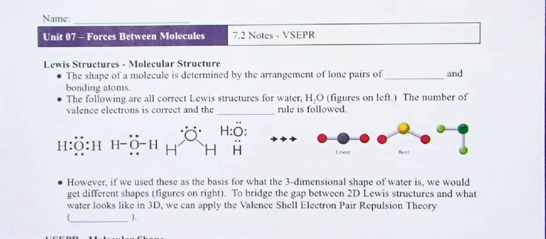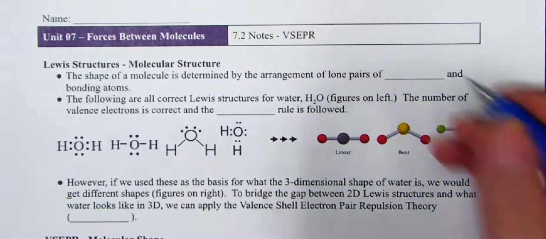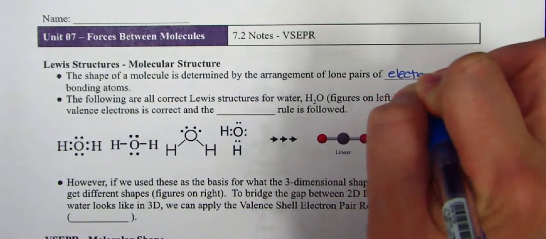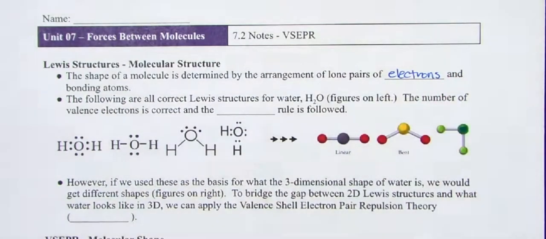This is the 7.2 notes on VSEPR. In the last lecture, we talked about Lewis structures and how we can show how the atoms in a covalent molecule are bonded. The shape, though, of a molecule is going to be determined by the arrangement of lone pairs of electrons and the bonding atoms that are around it.